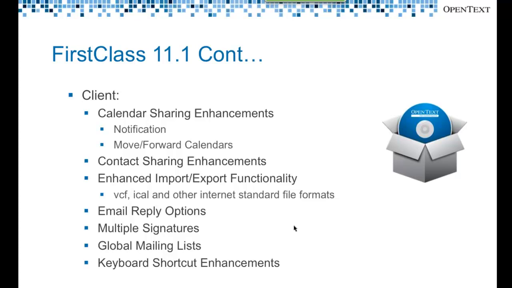Keyboard shortcut enhancements refers to the ability now to use internet standards for highlighting and editing text inside of a text editor window. So when you're in the body of a message, for example, if you highlight a word, Control-B now will bold the word versus Control-Shift-B. So again, just something that's a little bit easier for users to understand and something that they're used to with other software.